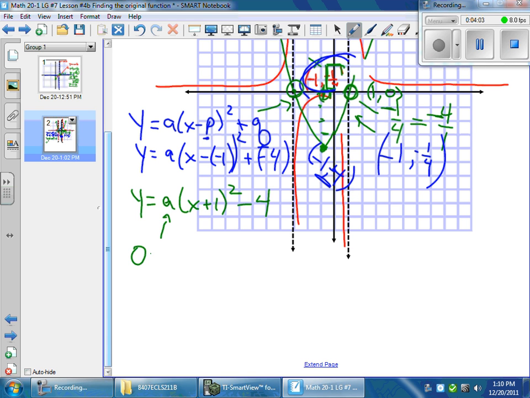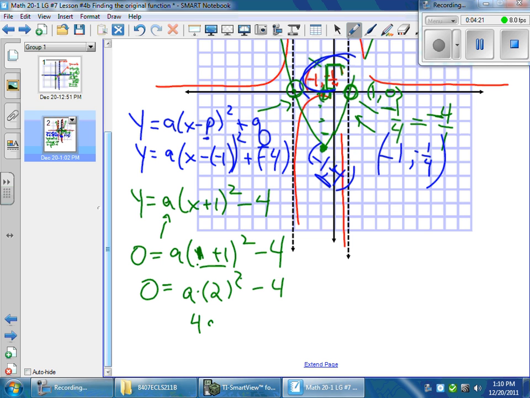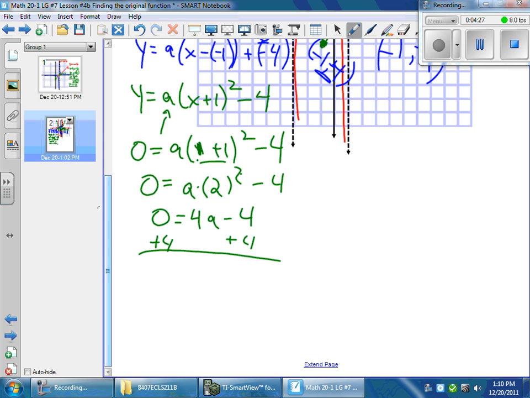This is 0 equals a(x, well, x is 1 now, plus 1) squared minus 4. Look at this. 1 plus 1 is 2 squared. So a times 2 squared minus 4 equals 0. Okay, 2 squared is 4, so 4a minus 4 equals 0. Add 4 to both sides, right? And you get, guess what? Cancels. 4a equals 4. Divide by 4, divide by 4. So a, in fact, equals 1.